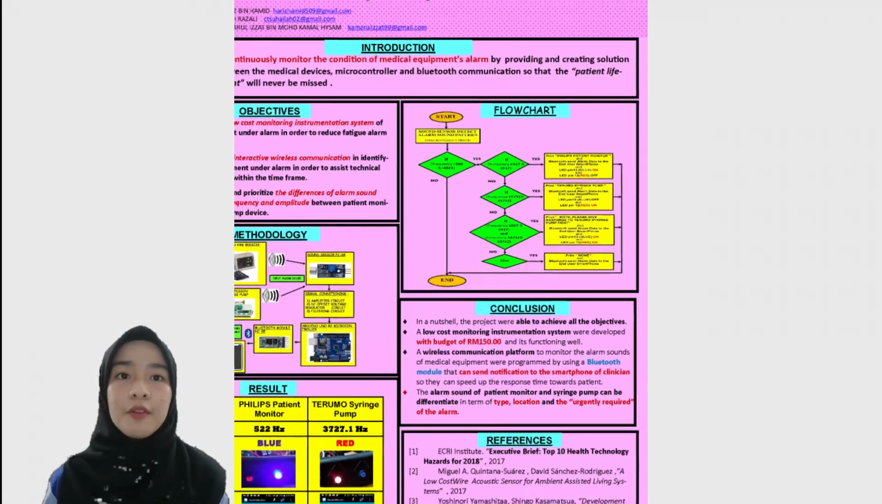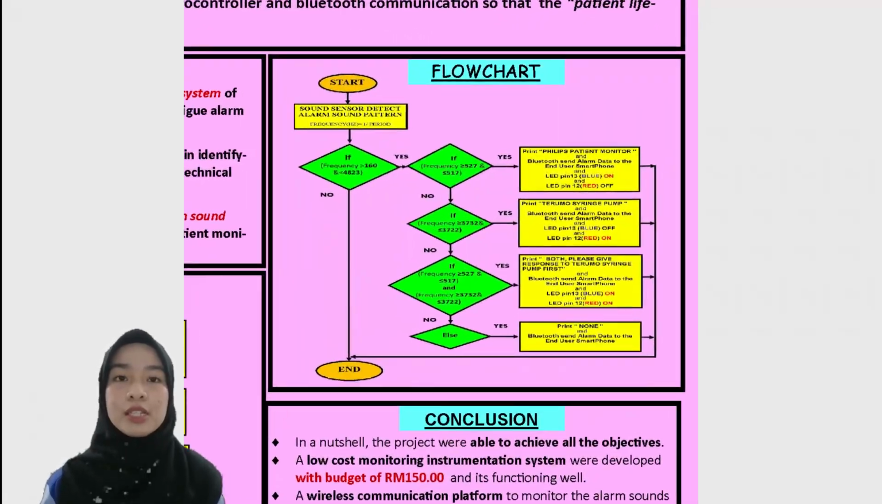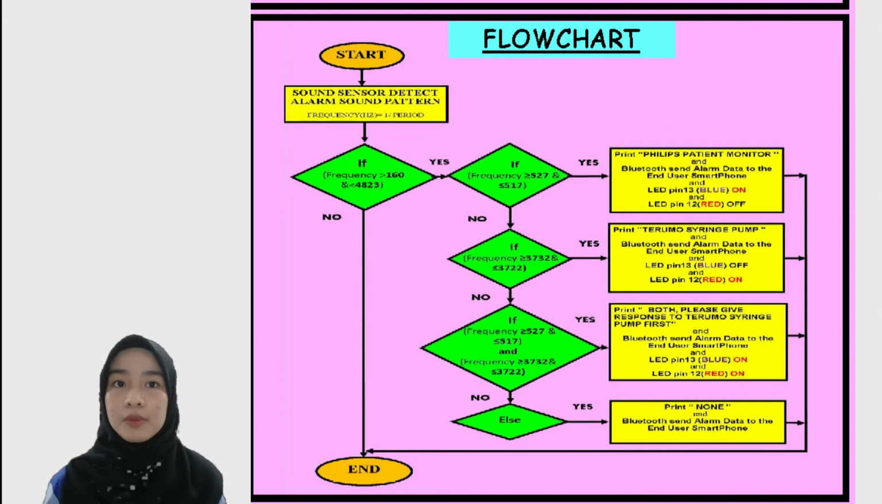As we can see in the flowchart, firstly start, and the process is the sound sensor detecting the alarm sound pattern using frequency. The decision is if the value of frequency is more than 517 and less than 527, only the color blue is on. Then if the value of frequency is more than 3722 and less than 3732, only the color of LED red is on.